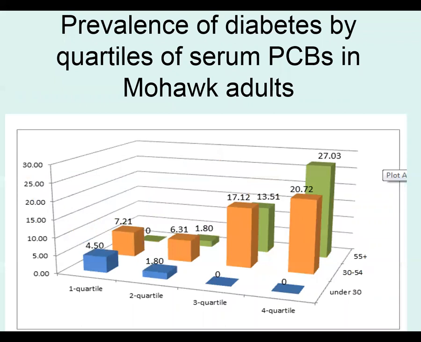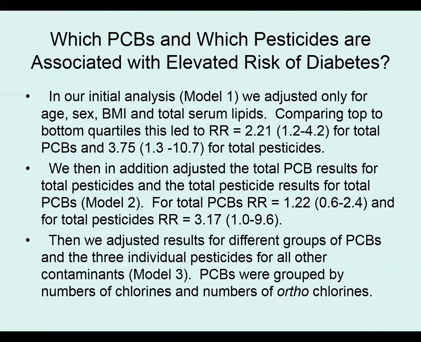However, if you look at the prevalence of diabetes by quartiles of serum PCBs, you see this dramatic association. The higher the PCB levels, whether you're in the middle or the older age range, the greater the risk of diabetes.